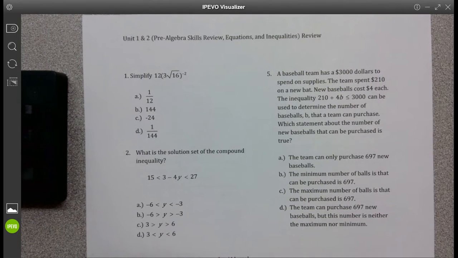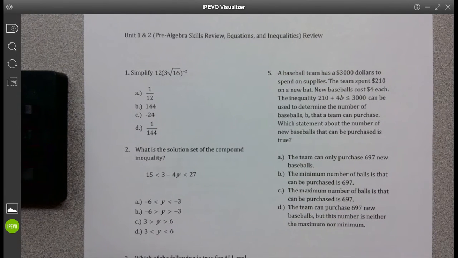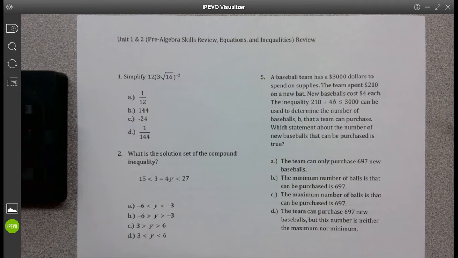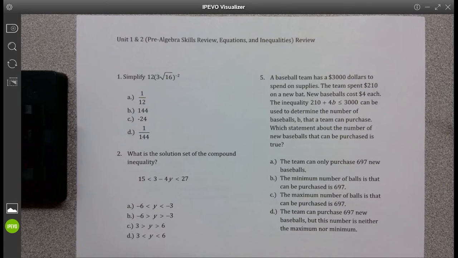This review guide is going to look just like your Unit 1 and 2 test. While you don't have to hand this in, you need it for your test. Okay, and these are some of the concepts. These questions come from old questions on Keystones.